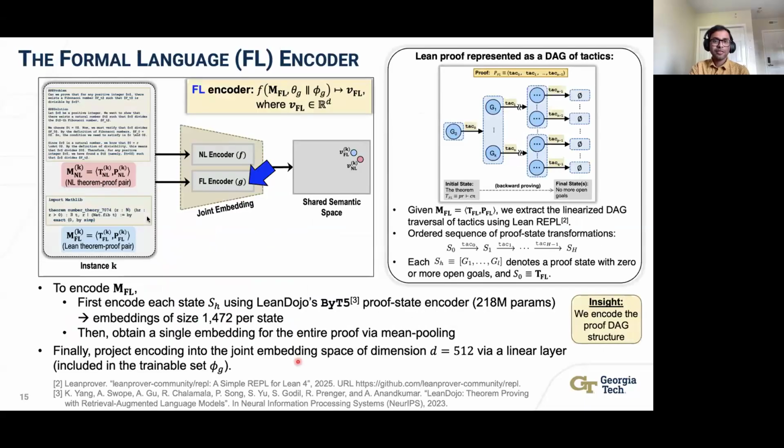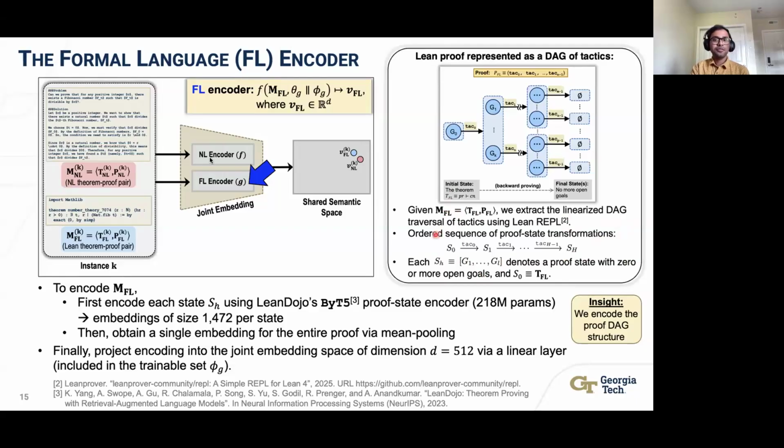So based on this, we develop the formal language encoder. We first represent a Lean proof as a DAG of tactics. Then given a theorem proof pair in Lean, we extract the linearized traversal of the DAG using Lean REPL. It looks like this. This produces an ordered sequence of proof state transformations where each state represents a proof step with 0 or more open goals, and the initial state corresponds to the theorem itself.